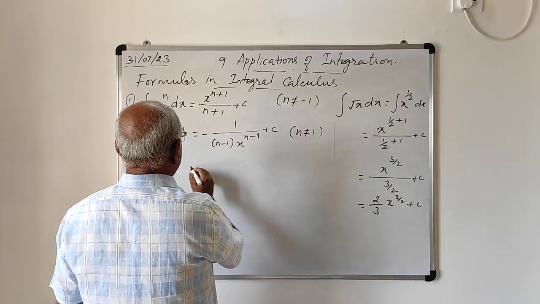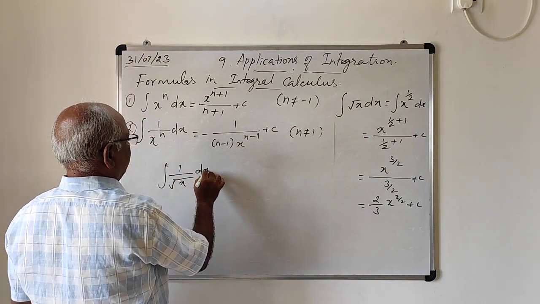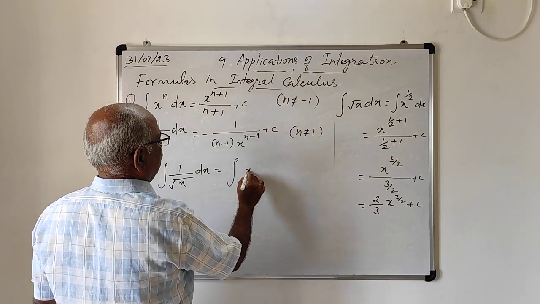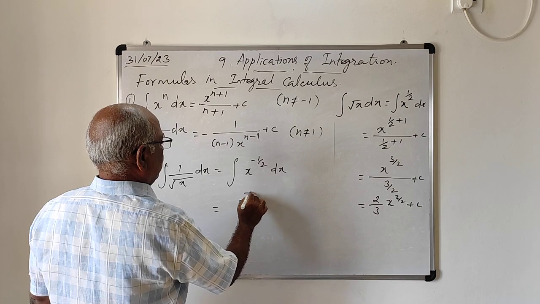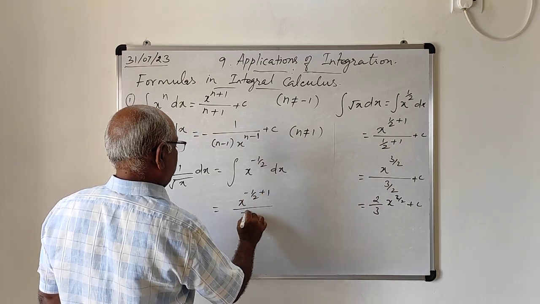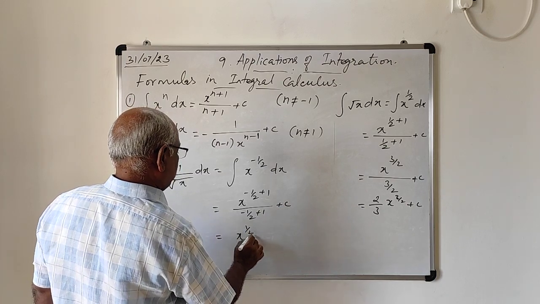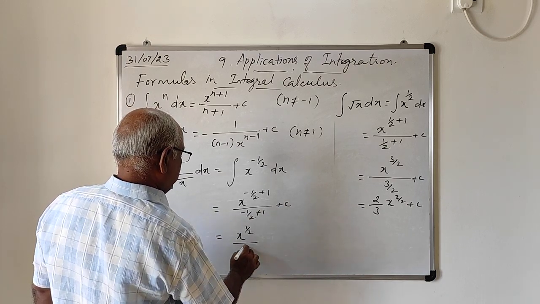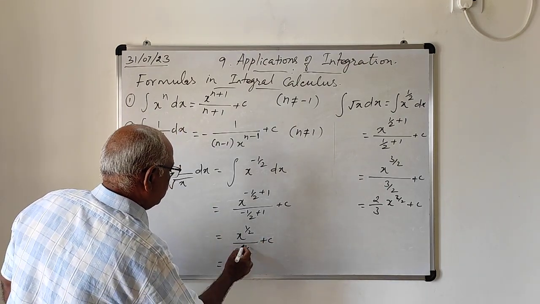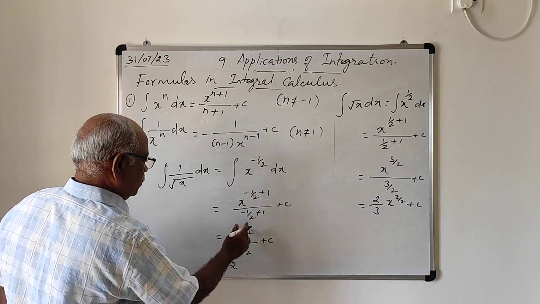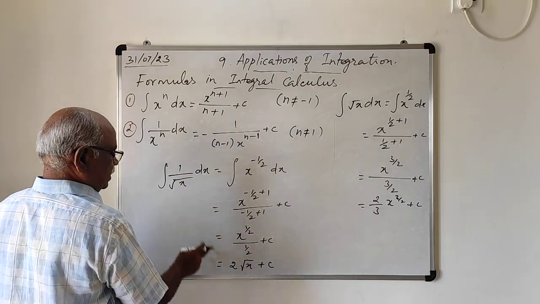Suppose the integral of 1 by root x dx. You see the problem. This is the integral of x power minus half, since 1 by root x is x power minus half. Again by the rule, x power minus half plus 1 by minus half plus 1, plus c. That is x power half by half plus c. The 1 by 2 in the denominator, if you bring it to the numerator, is 2. X power half is root x, so 2 root x plus c. So the integral of 1 by root x dx is 2 root x plus c.